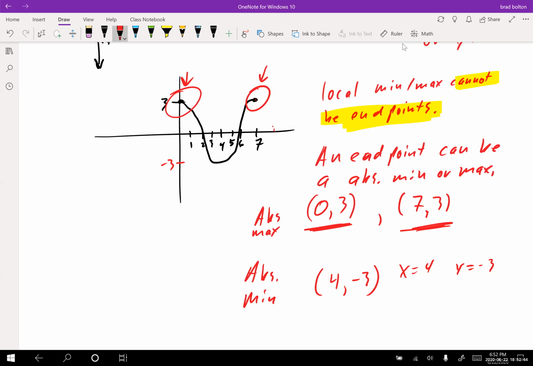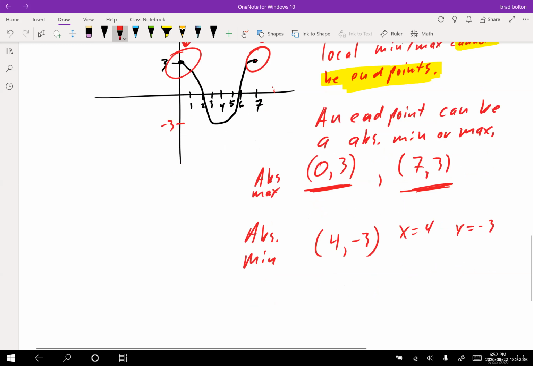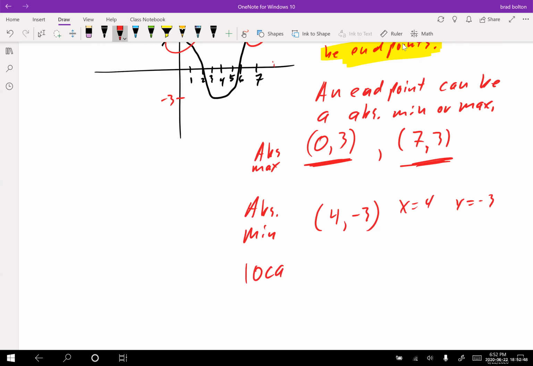Now, as it also turns out, we have a local min at 4 comma negative 3 as well. So a local min and an absolute min can be the same thing. You guys see right here, this is the absolute min and this is also the local min. So it can be the same location, but it doesn't have to be.